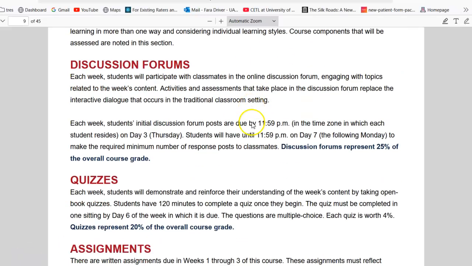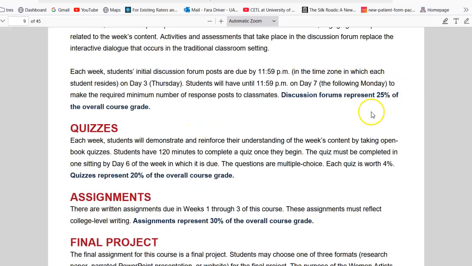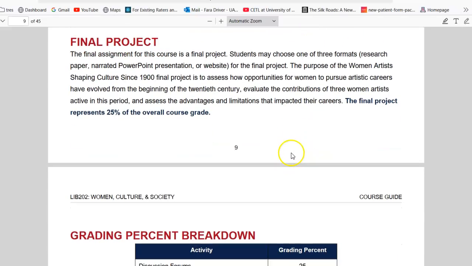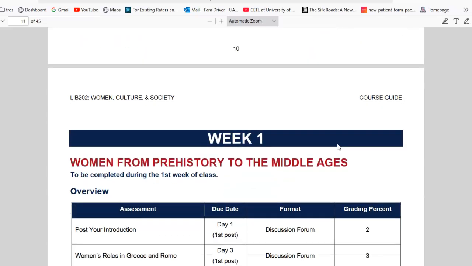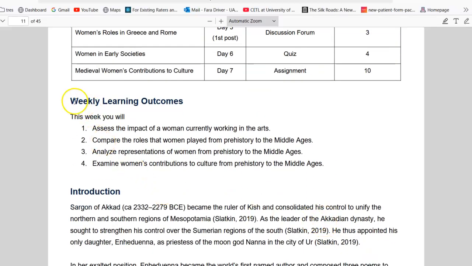Right? All right, so here's the course grading. The discussions total represent 5%, quizzes represent 20, the assignments themselves 30, and the final project 25, right? This is your grading percentage breakdown. Then you get into each week, and it shows you what you have due each week. But then right under that, it has your weekly learning outcomes.